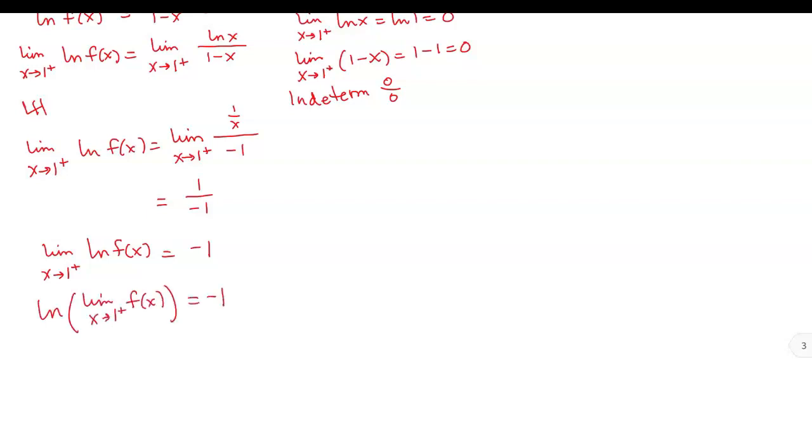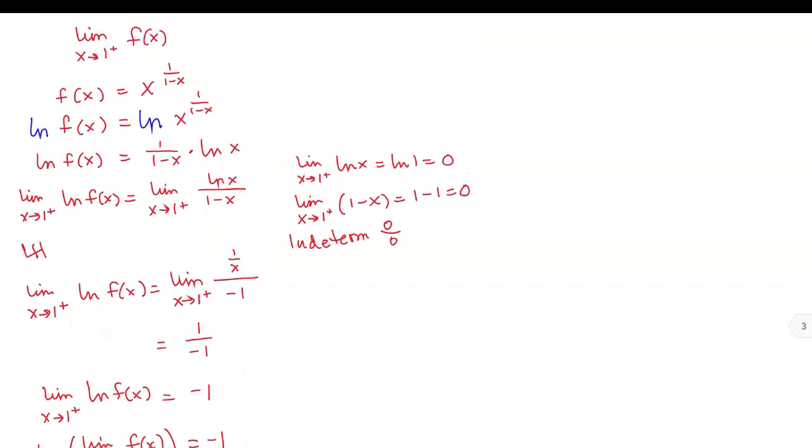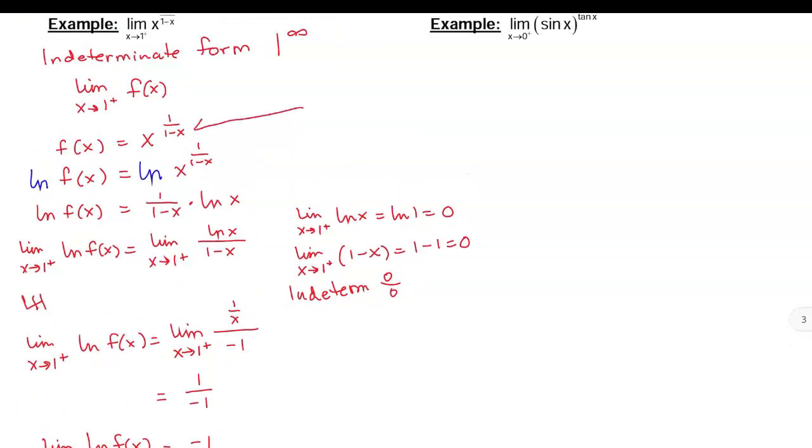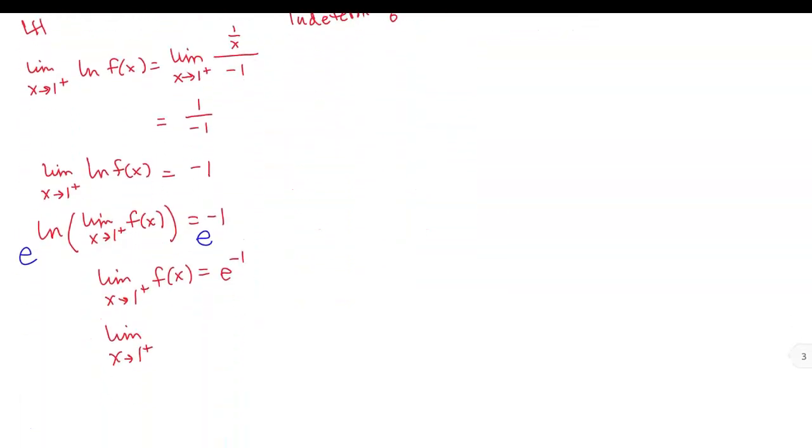Now the limit of the natural log is the natural log of the limit. And if I exponentiate both sides, it looks like this. On the left, I have e to the natural log power, which just gives me the limit as x approaches 1 from the right of f of x. And on the right side, I have e to the negative 1 power. Well, f of x was written up at the top. I said f of x was x to the 1 over 1 minus x. e to the negative 1 power is just 1 over e. So the answer to the problem is just 1 over e.